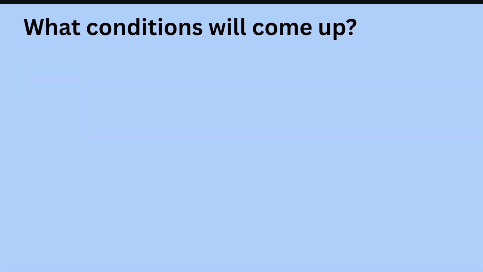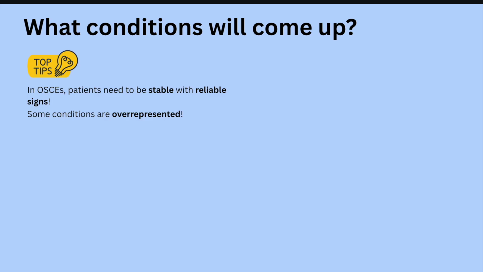So what conditions will come up? Well, that is a very good question, and I can't tell you what came up for me. But of course, some things are more likely to come up than others. In the Cambridge OSCEs, you're examining patients. So the patients need to be stable and they have to have reliable signs. So some conditions are therefore going to be overrepresented.